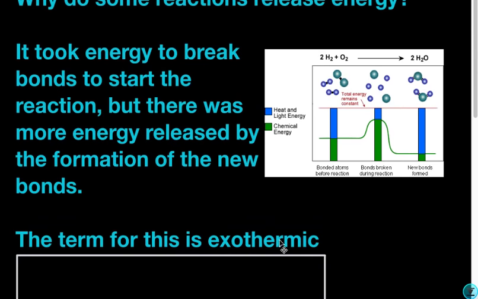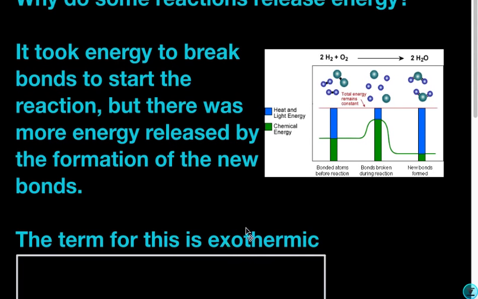The term for this is exothermic. Exo, like an exoskeleton. Exoskeletons are on the outside, right? Exothermic gives energy off. That's how I remember it. I always think exoskeleton is on the outside. Exothermic gives energy off into the outside, into its environment.